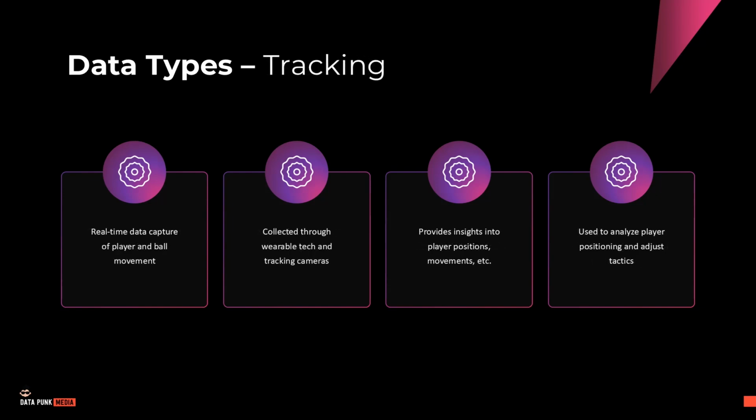This real-time data captures player and ball movements, often collected through wearable tech and tracking cameras. It provides insights into player positions, movements, and spacing. Tracking data enables coaches to analyze player positioning and adjust tactics accordingly. Heat maps, for example, can reveal how much time players spend in key areas of the court or field.